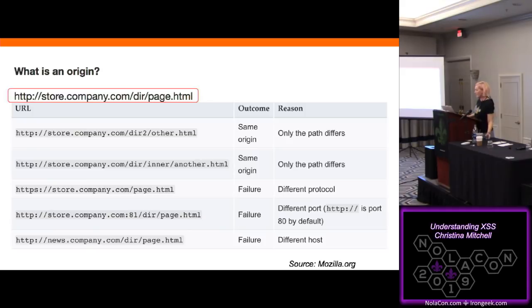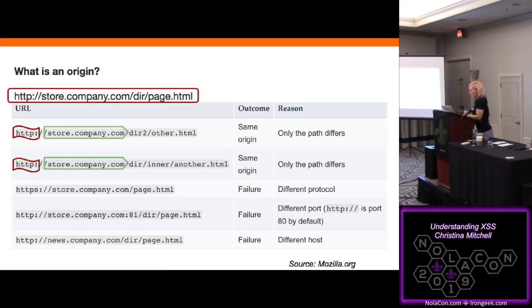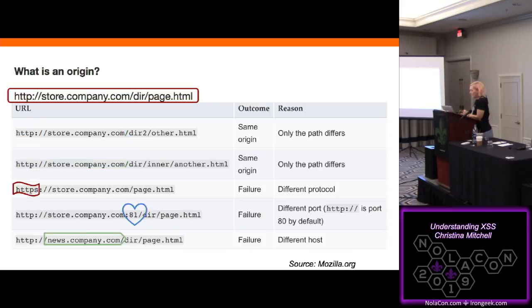So on the top, I have an origin, which is store.company.com. It's on HTTP. It has a resource, which is our company.com domain here. These are passing requests since they're all on HTTP and they're all the same domain subdomain. And then these will fail.